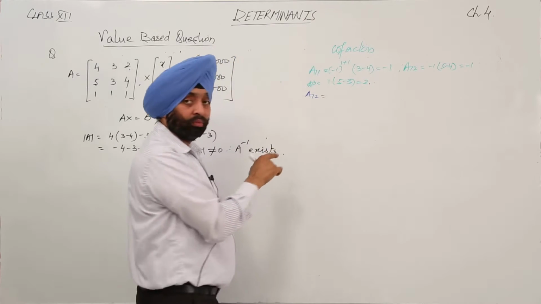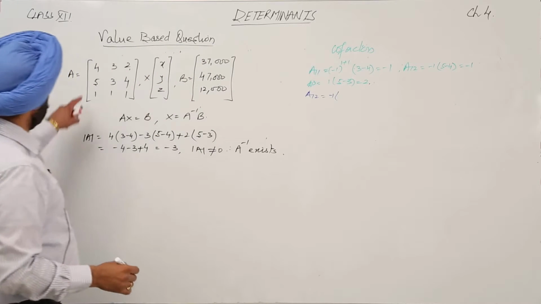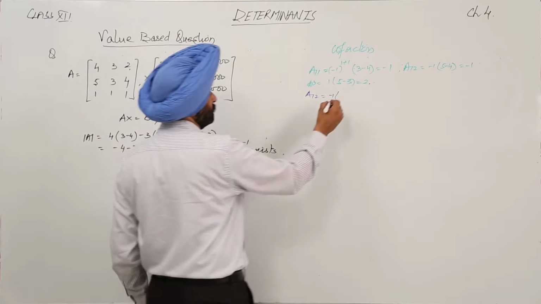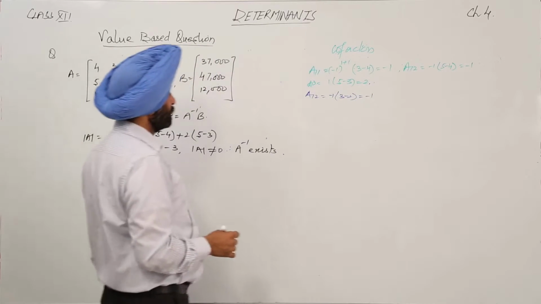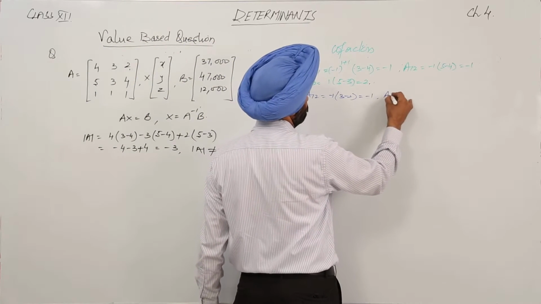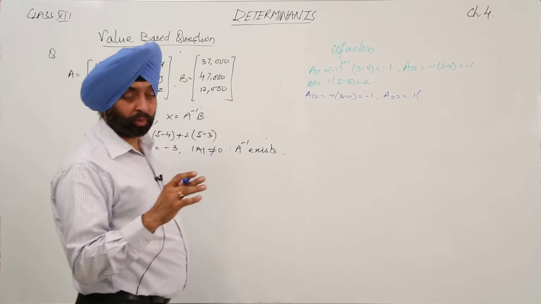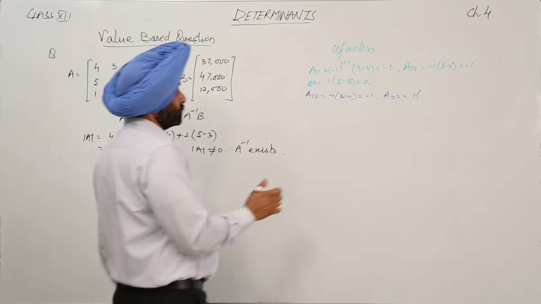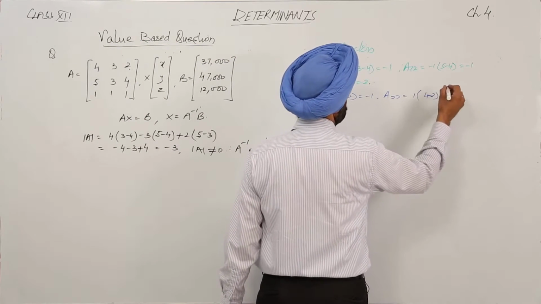Then A21: again -1, 1 plus 2, so -1 with, now we have to find this one, so it is 3 minus 2. 3 minus 2 is equal to -1. A22: again it is 1, -1 raised to power even power, so it is 1. Now A22, 4 minus 2, that is 2.